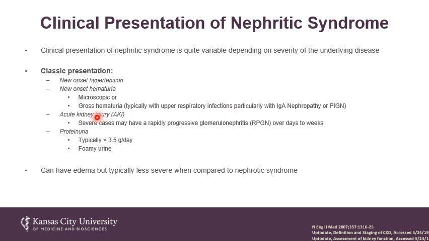You can have acute kidney injury, depending on if they have a rapidly progressive GN, which can occur over days to weeks. And then again, protein in the urine, which can be foamy, but usually less than 3.5 grams per day. They can have edema, but it's typically less than what you have in nephrotic syndrome.